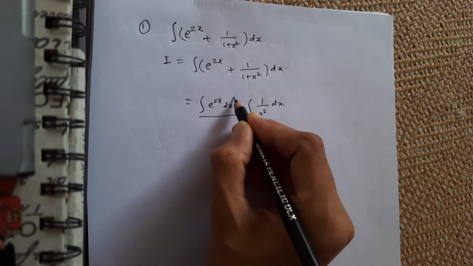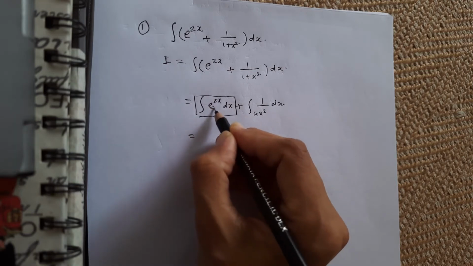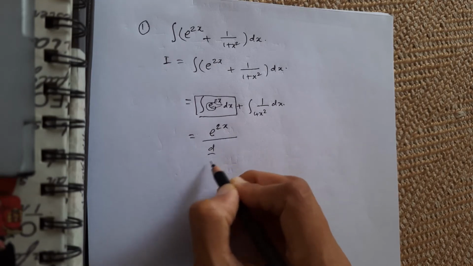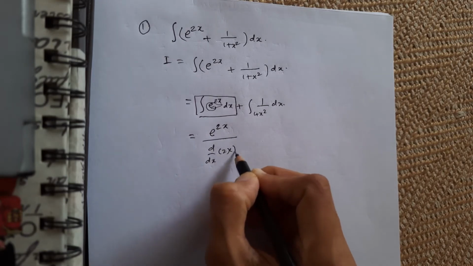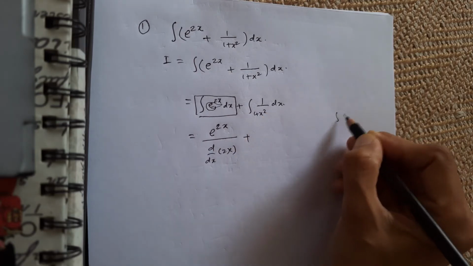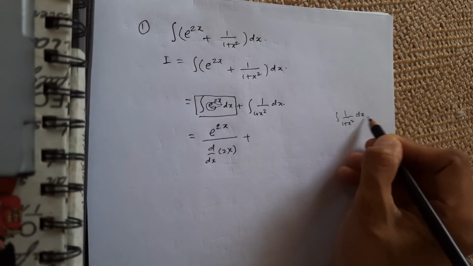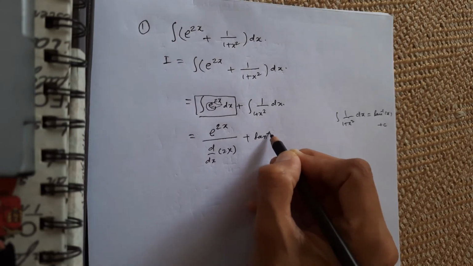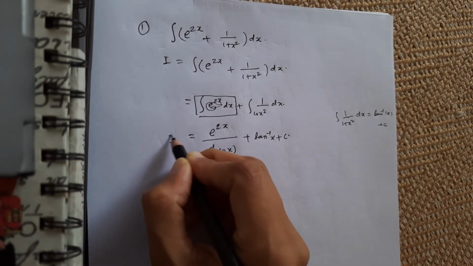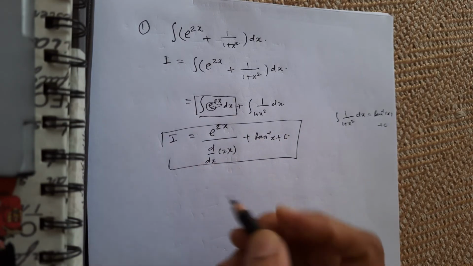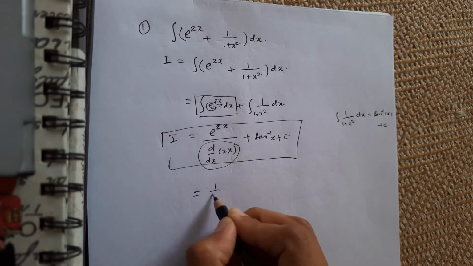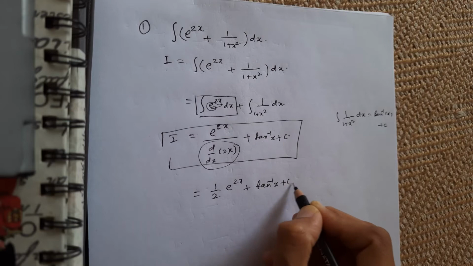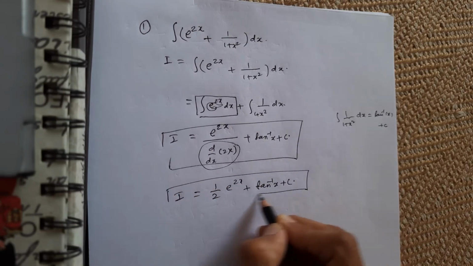Now this is the composite function, and its integration will be, integration of exponential is e to the power x again. So e to the power 2x divided by the derivative of 2x, plus integration of 1 upon 1 plus x square. This is the standard integration, which is nothing but tan inverse of x plus c. So I will get tan inverse of x plus c. Sorry, I need to write the derivative here. So 1 by 2 e to the power 2x plus tan inverse of x plus c. This is the value of I.